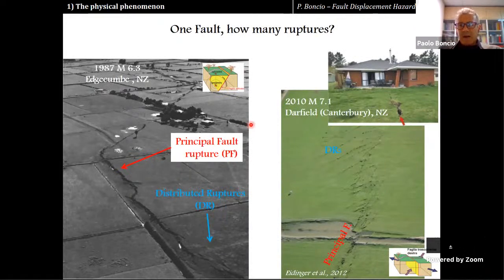Okay, the surface rupture can occur along a narrow principal fault trace or can be distributed in a wider zone.